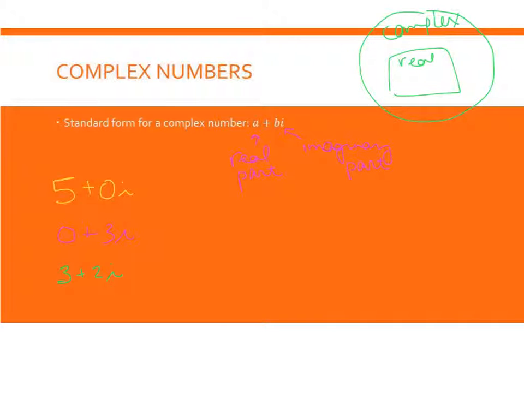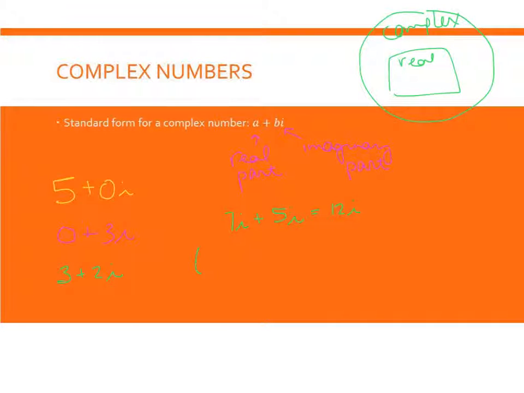So from this, we can add these together, and essentially you're going to treat i just like a variable. It's going to have the same rules as you would have for x. So if I want to add 7i plus 5i, what's that going to be? We're going to have 12i.